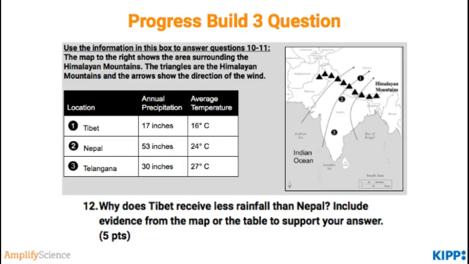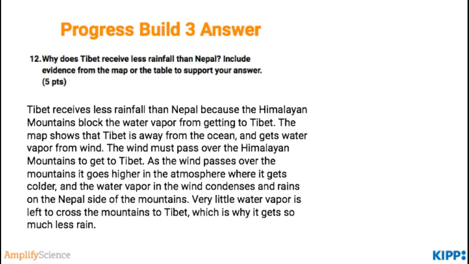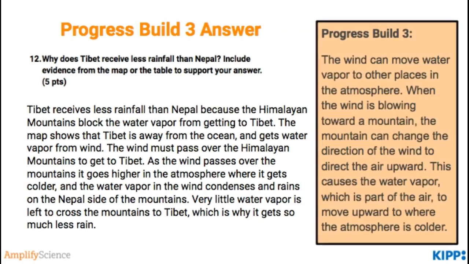And Progress Build 3, the question asks, using the map as well as what has been taught in class, why does Tibet receive less rainfall than Nepal? Did you identify and describe rain shadow? If so, then you got it. Pause the video and take a look at this exemplar.